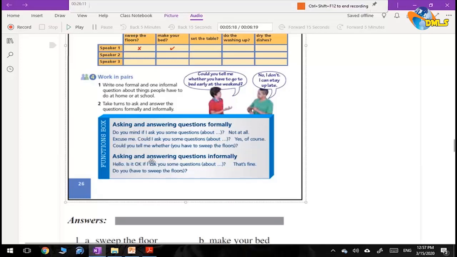Now, speaking informally, asking and answering questions informally. Hello, is it okay if I ask you some questions about so and so? That's fine. That's the answer. Do you have to sweep the floors?